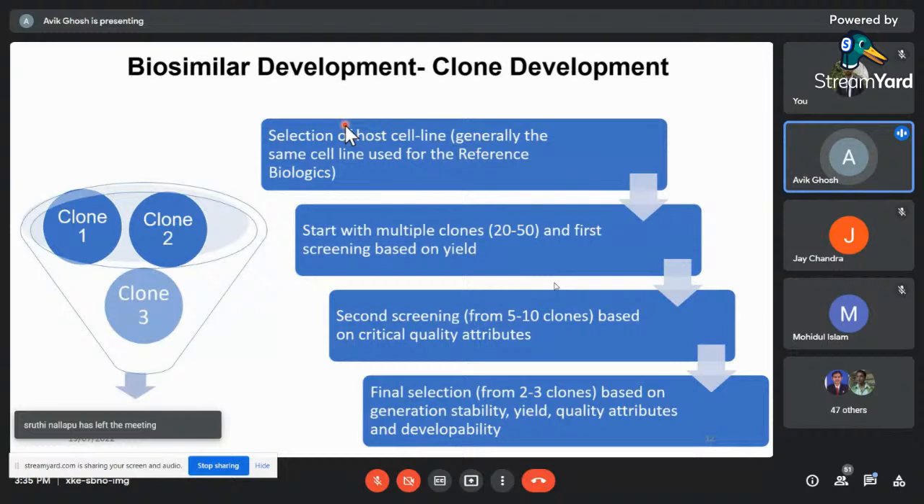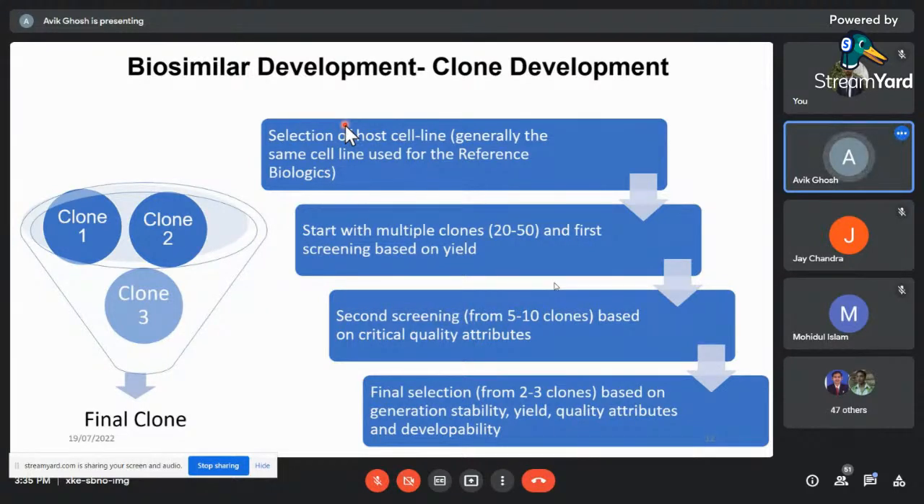Now, in the second screening, you already know the critical quality attributes. You already know the ranges that you want to work around, so you try to see which of the clones is giving you the closest to that range. Okay, so based on that, you probably select again 2-3 clones.